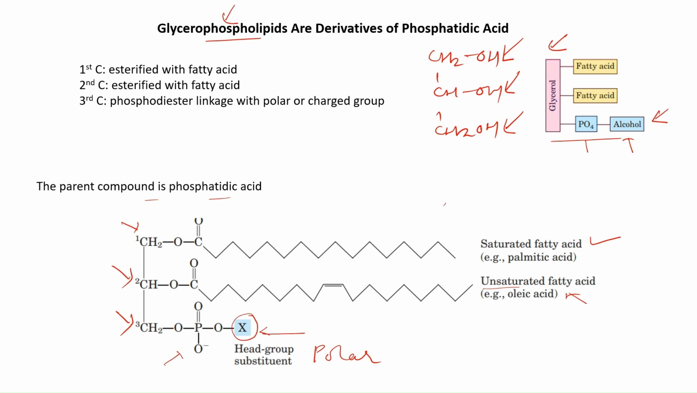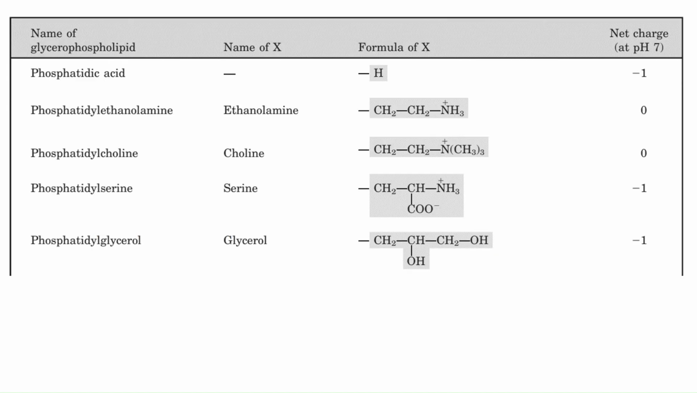That means with C1 of glycerol we'll have a saturated fatty acid, and with C2 of glycerol we will have an unsaturated fatty acid. And at the third position, we have a phosphate group attached with a polar head group, that is, any alcohol. These linkages are ester linkages, and because phosphate is present, this linkage is a phosphodiester linkage. Now, if that X, that means the polar head group, changes, the rest of the structure will remain the same.